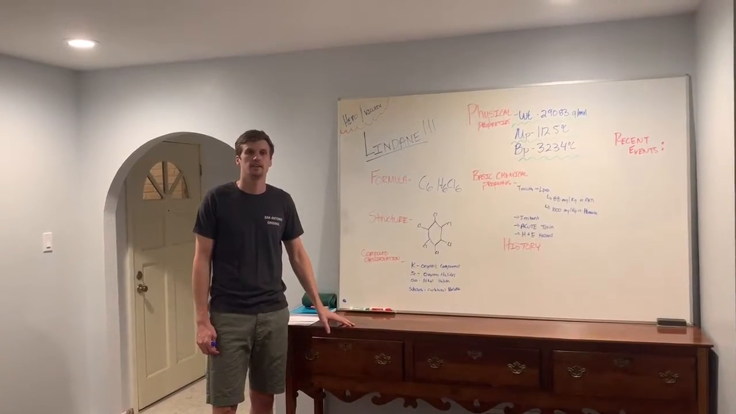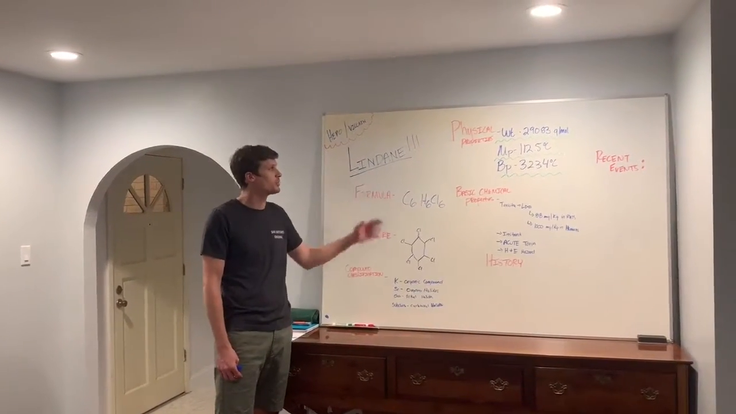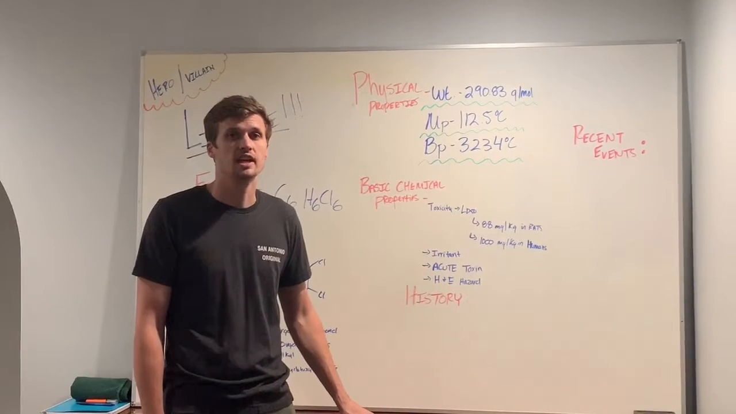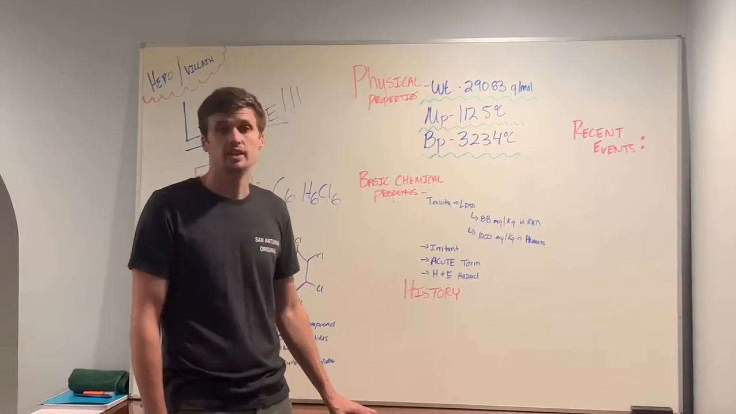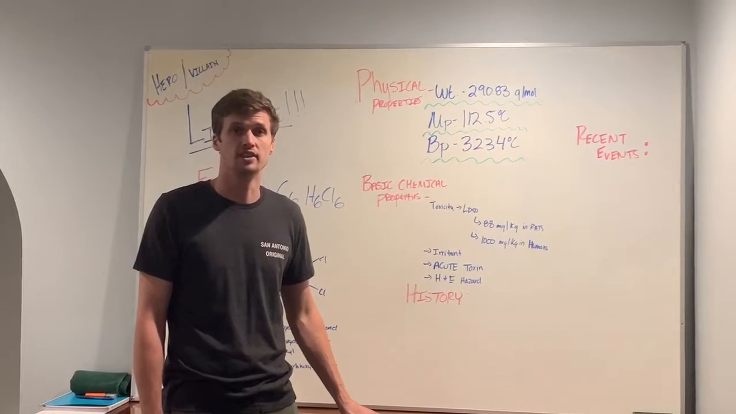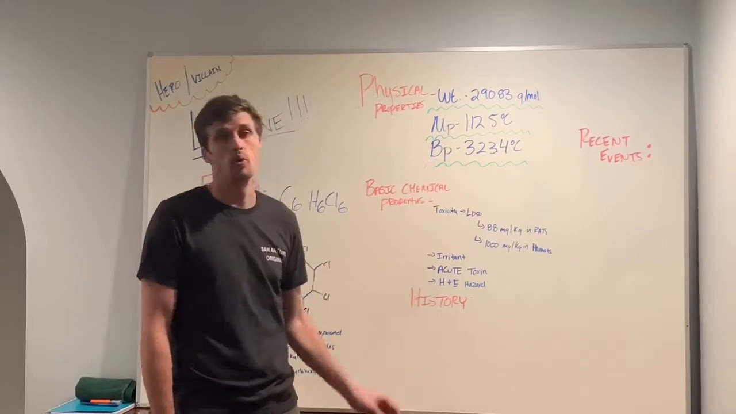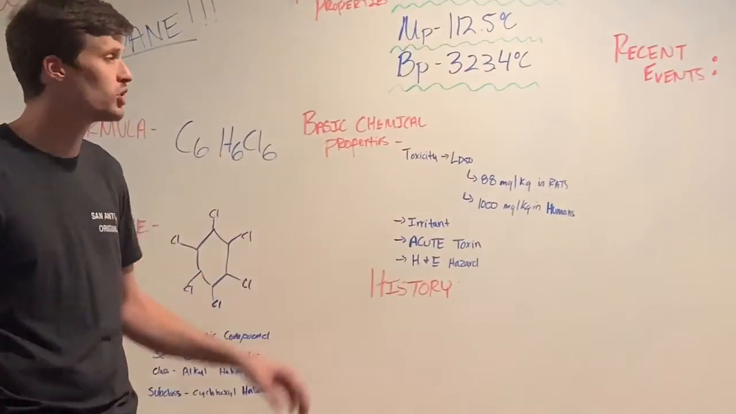Hi, welcome back. Let's break down lindane just a little bit further. We're going to follow the physical properties first. The molecular weight of lindane is 290.83 grams per mole. The melting point is 112.5 degrees Celsius, and the boiling point is 323.4 degrees Celsius. Even further, we're going to go into the basic chemical properties.